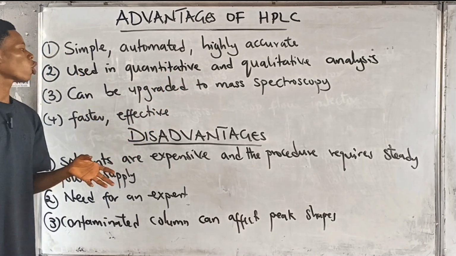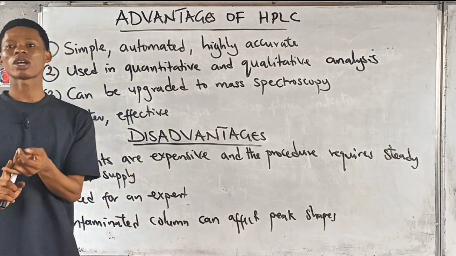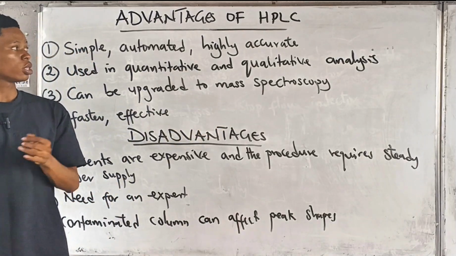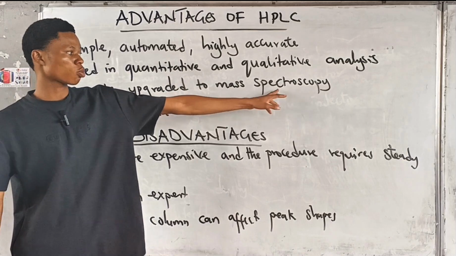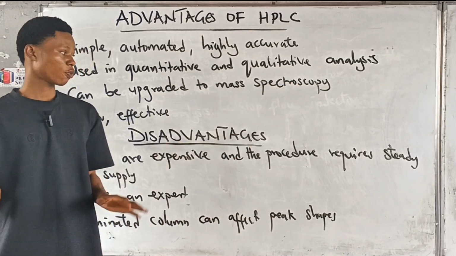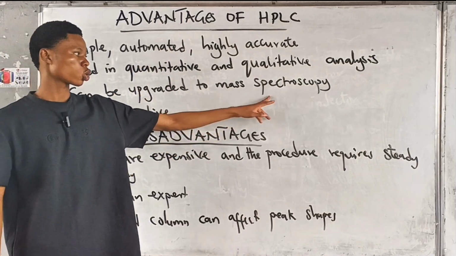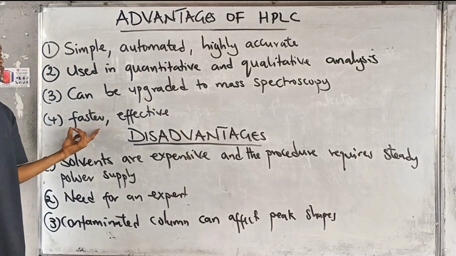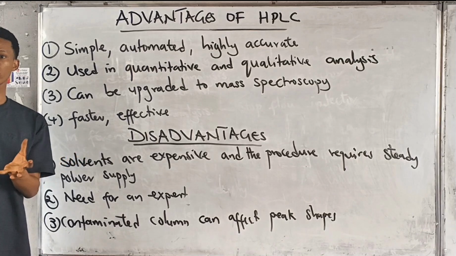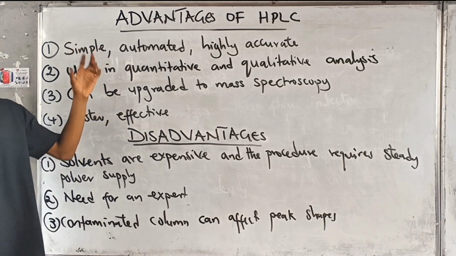Now, it can be upgraded to mass spectroscopy. Paper chromatography cannot be upgraded to mass spectroscopy. As we go on, in our next topic, we'll be looking at spectroscopy, so you know what it means in details. But just for now, just note that HPLC can be upgraded to mass spectroscopy. And it is faster. Since we are applying pressure, it will be very fast, and it is effective also. So these are the advantages.